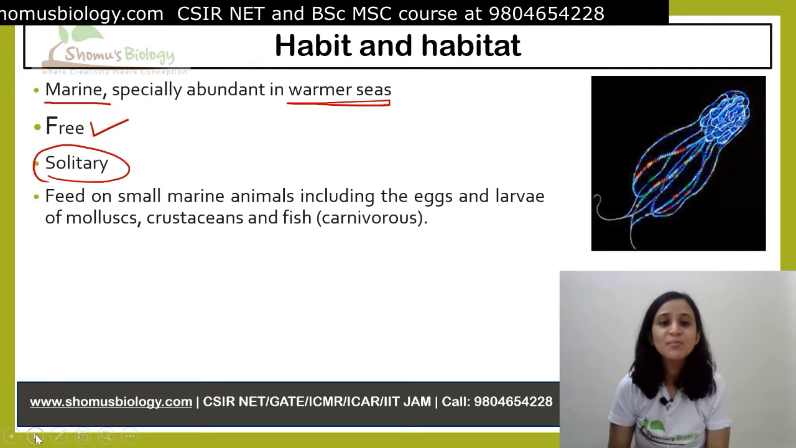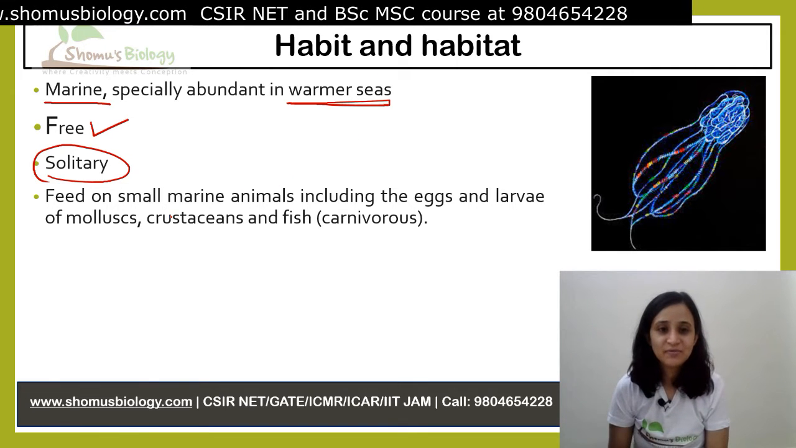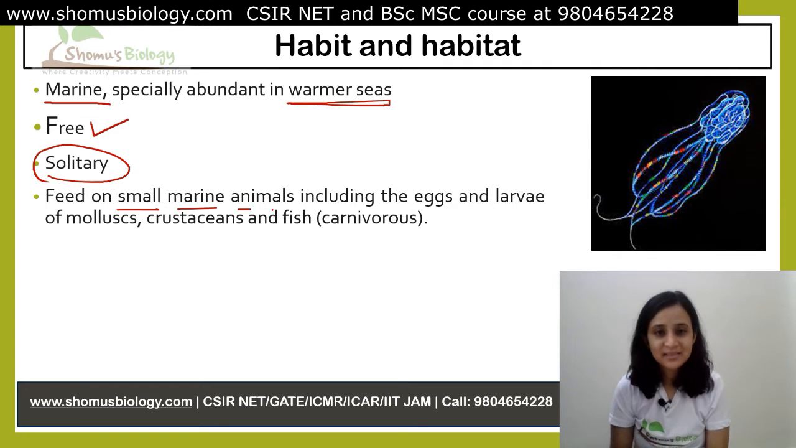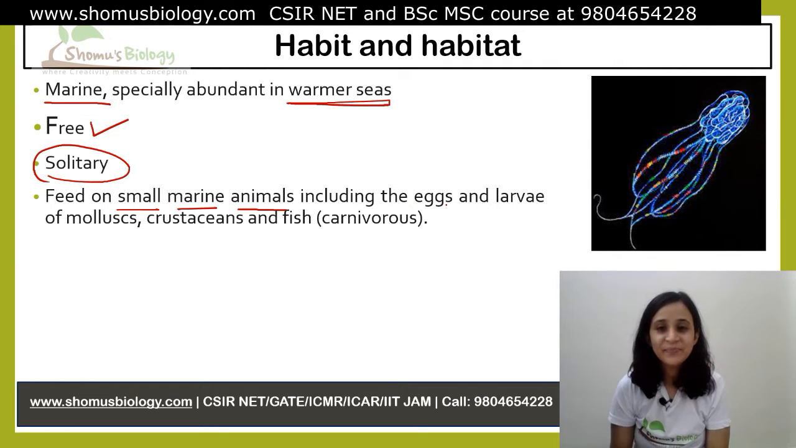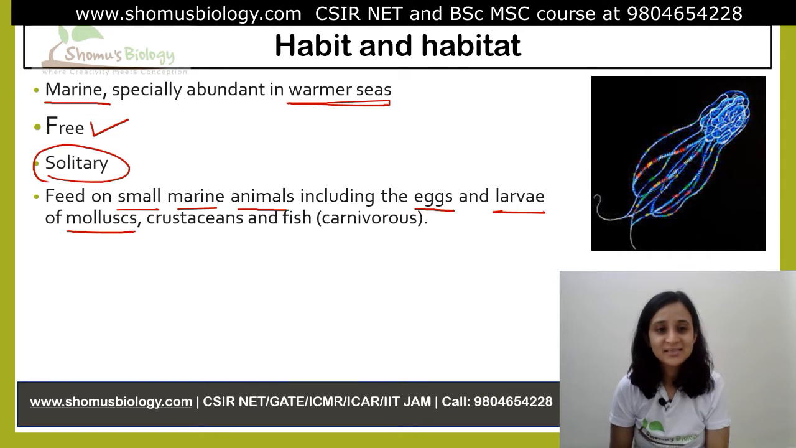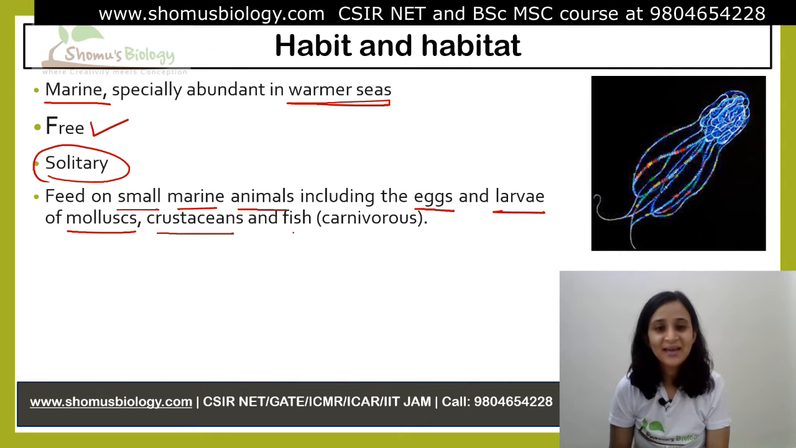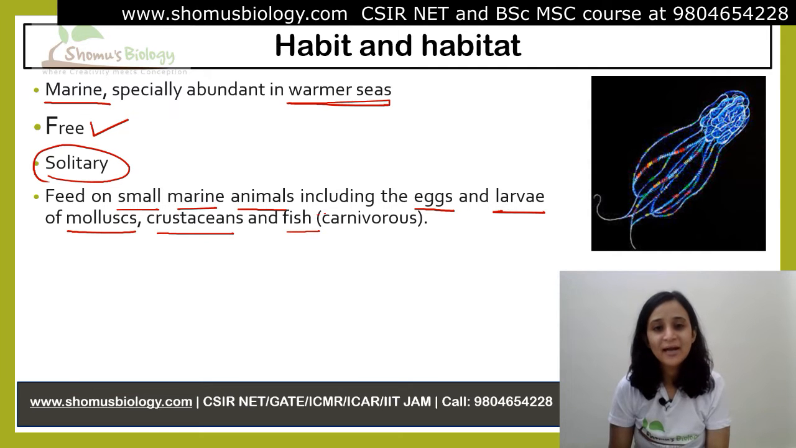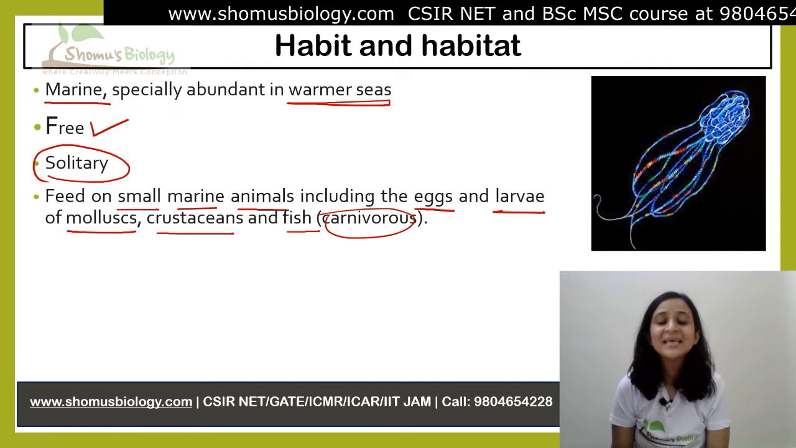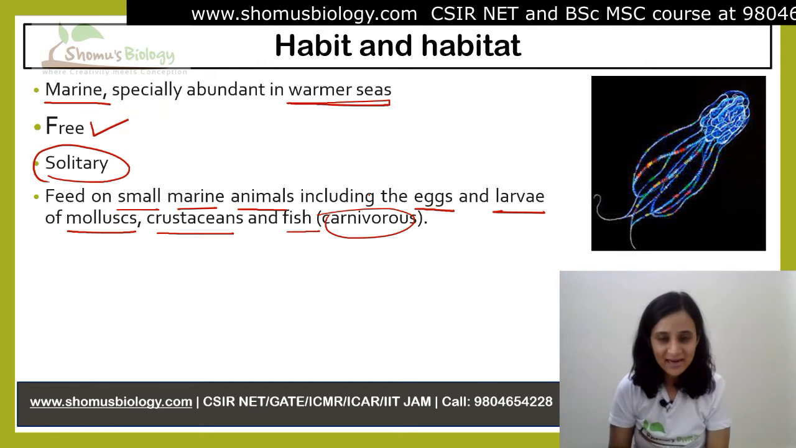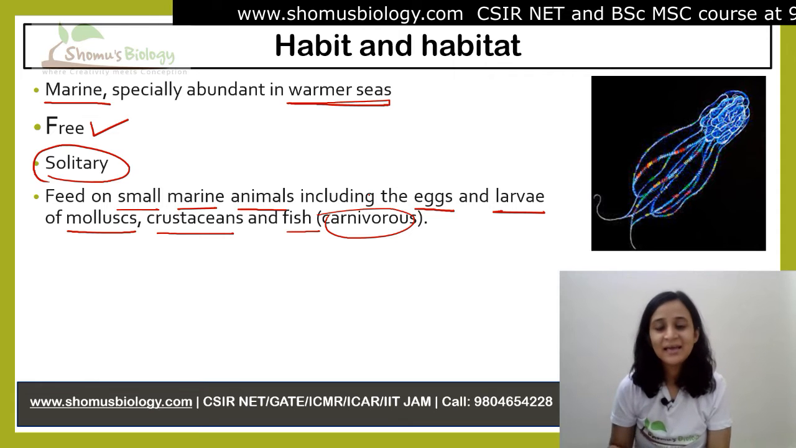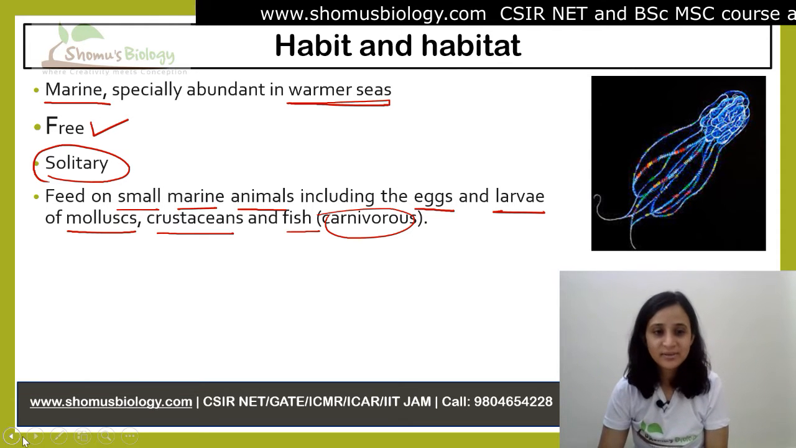And they feed on small marine animals, including the eggs and larvae of mollusks, crustaceans and fish. So that means they are carnivores. They are carnivorous because they eat other animals and their eggs, their larvae. That's why they are carnivorous.